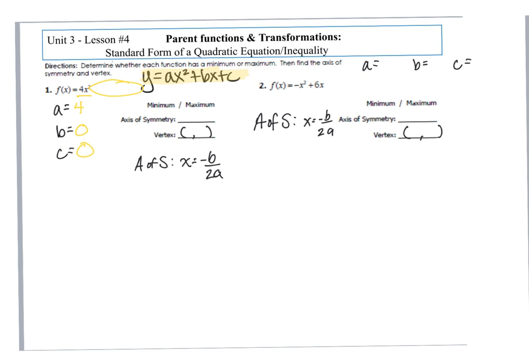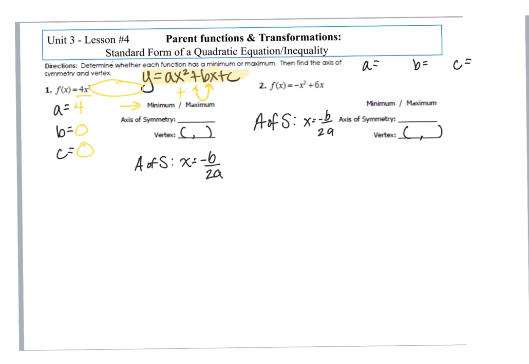Now, I can go here to answer whether I have a minimum or a maximum. That comes down to, is the number in front of x squared positive or negative? My a value is a positive 4. We have a positive leading coefficient, so positive. That means my parabola is happy. He's like a smile.